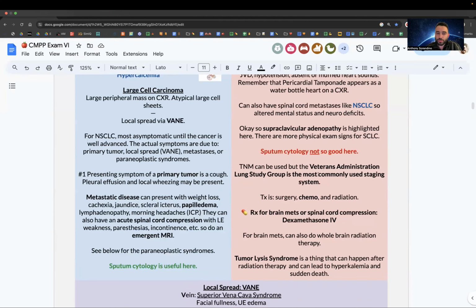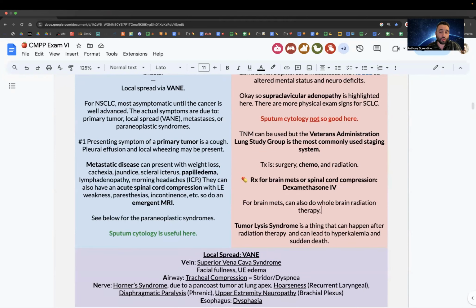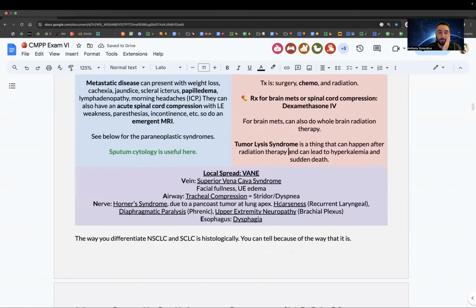Treatment pretty much for both of these is kind of the same: surgery, chemo, radiation. If they do have mets to the spinal cord or brain, you can just give them dexamethasone. Who knew? All right, so that could be a big one. You also have tumor lysis syndrome, which I believe is when we're blasting this tumor, we're breaking it apart and it's just going haywire, and that can actually cause hyperkalemia and even sudden death. So we don't want too much potassium. That could definitely stop our heart.